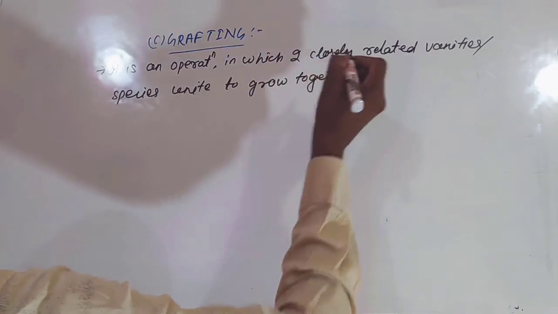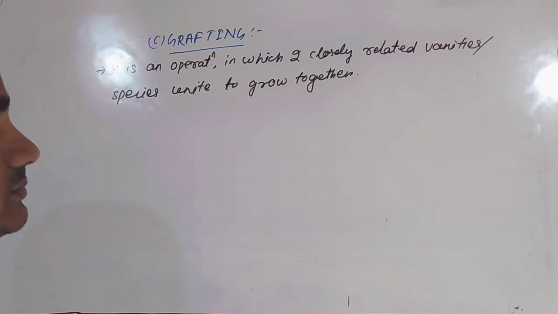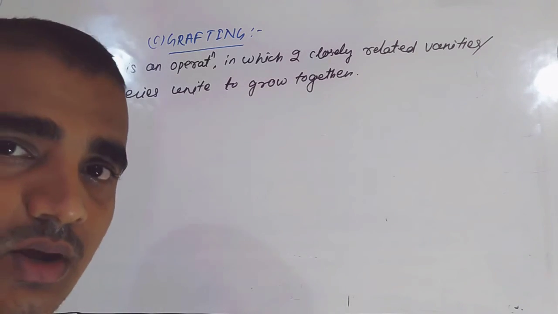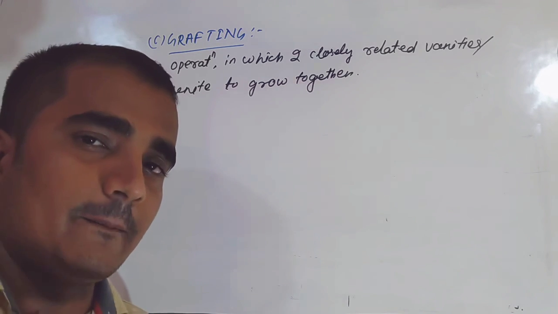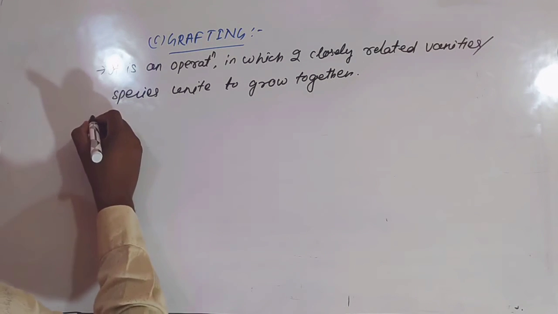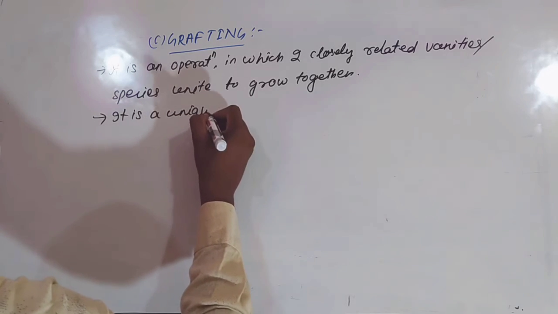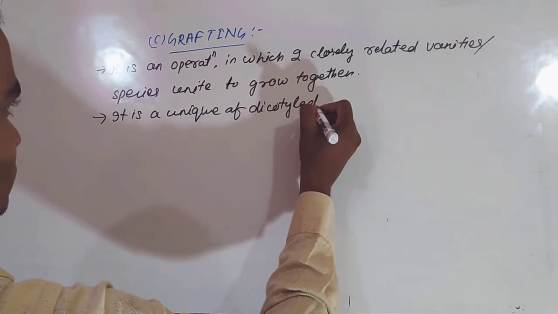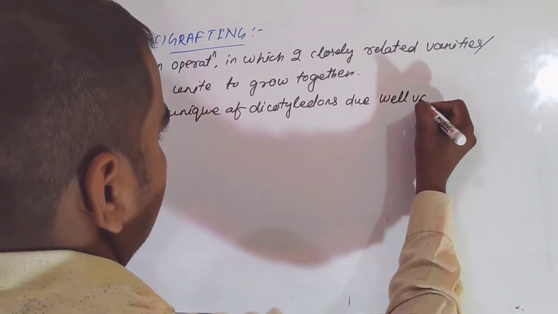It is a special feature of dicotyledons, because in dicotyledons the vascular cambium is well developed, and during grafting the vascular cambium fuses with each other very clearly. The important thing: it is a unique feature of dicotyledons due to the well-developed vascular system.